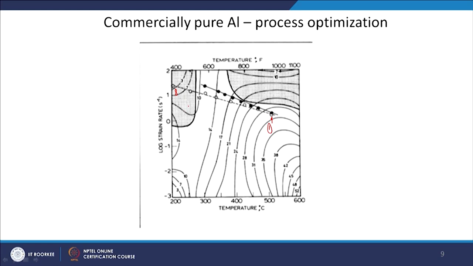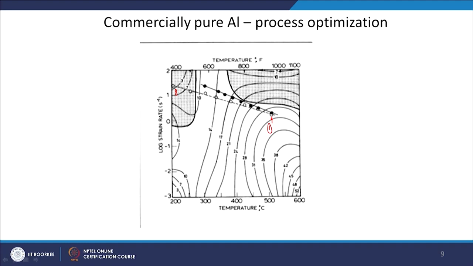So maybe a defect can be introduced in this particular condition. To optimize the process, another process was proposed. These dark circles, and again you can see that they are trying to maximize the productivity by going to a very high strain rate.